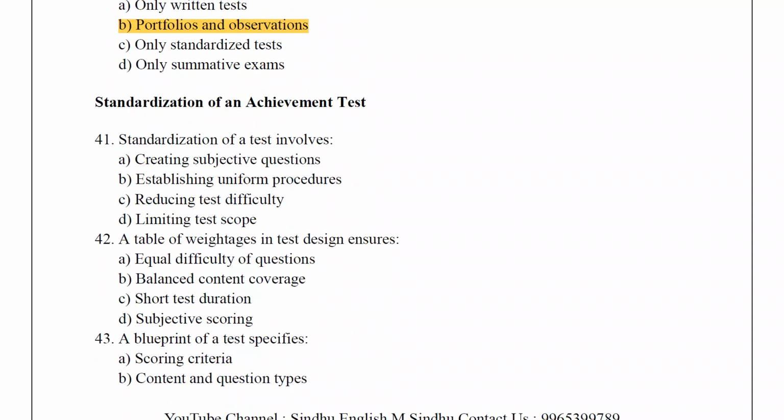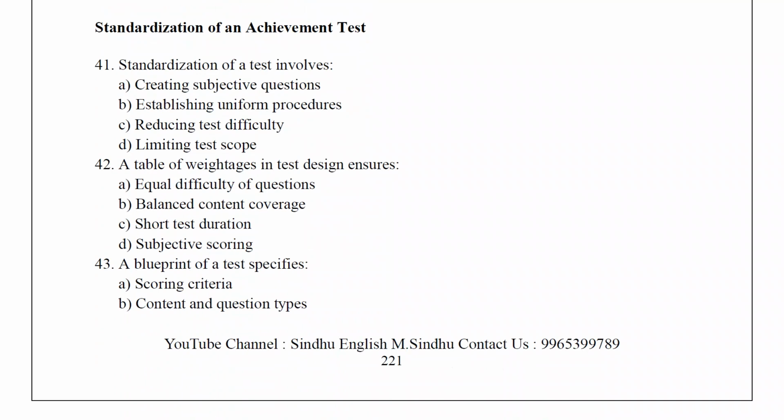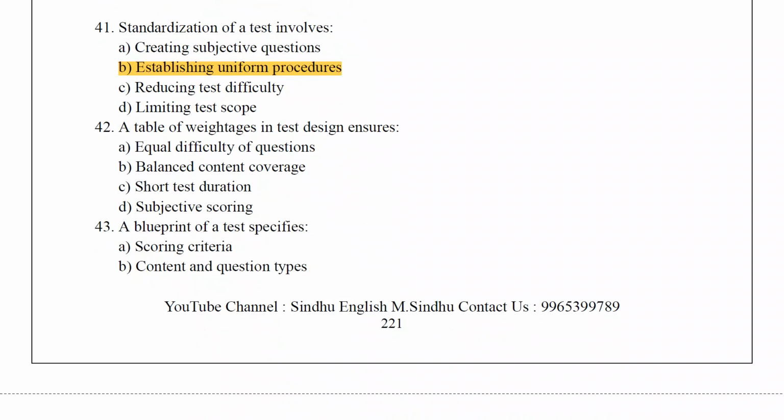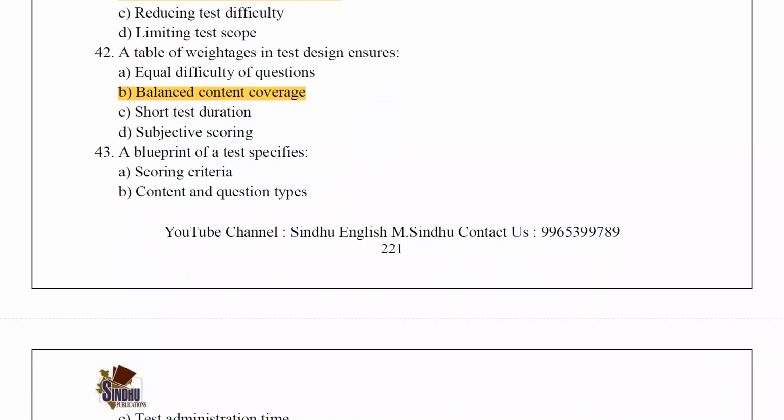Next topic, standardization of an achievement test. Standardization of a test involves establishing uniform procedures. A table of weightage in test design ensures balanced content coverage. A blueprint of a test specifies content and question types.